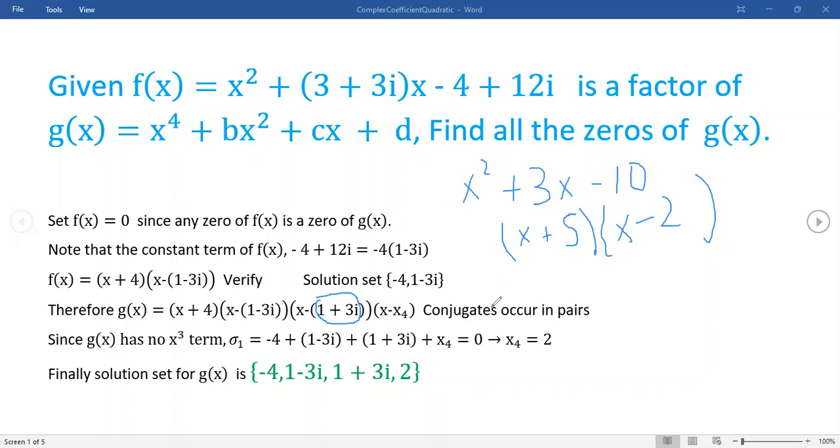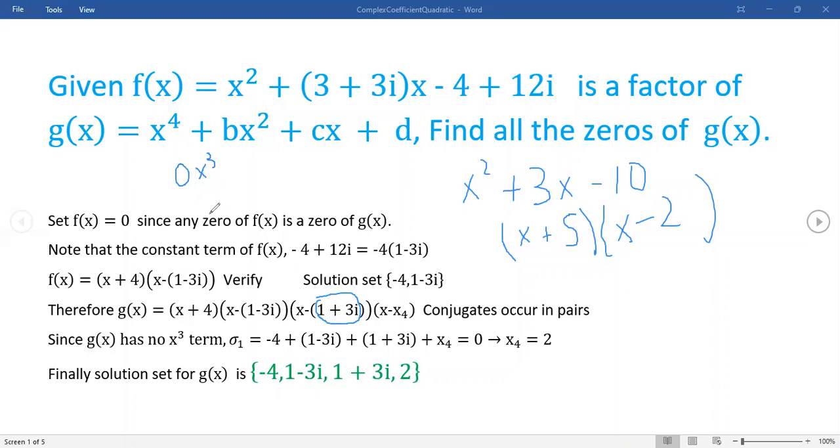Now, the next thing that makes it easy, if you want to call it that, is there's not an x cubed term right here. You have 0x cubed located right here. Now, y'all, if you don't know much about Vieta's, I don't have time to talk about it, and I can do a video on that if you want.